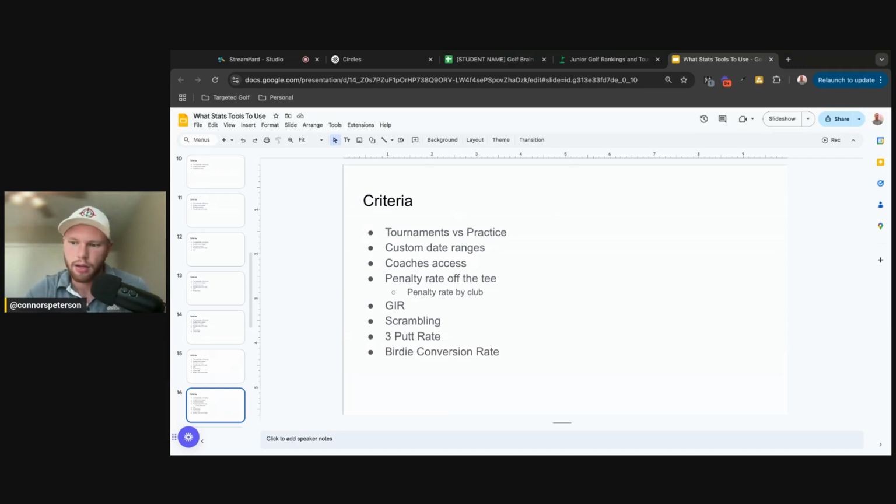We want to be able to know what those numbers are, or vice versa, which happens plenty as well. Hey, driver we hit really well, 3-wood and 2-iron, or 3-wood and 5-wood are a little bit shaky. We're going to play away from those and we're going to hit more drivers. It's information you want to have.